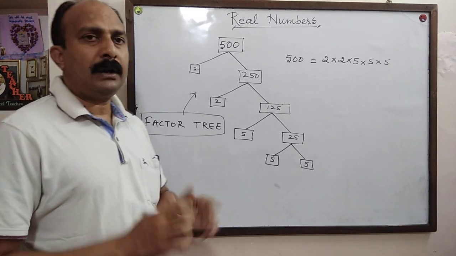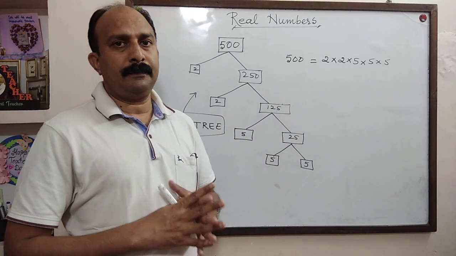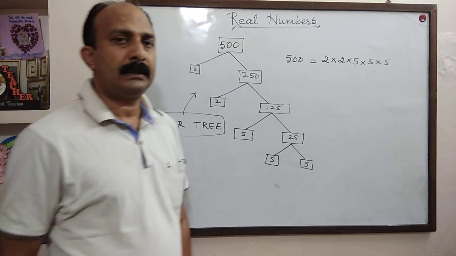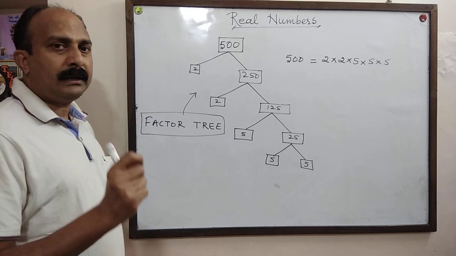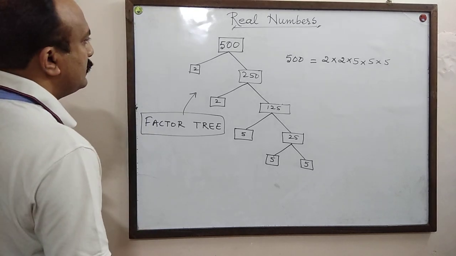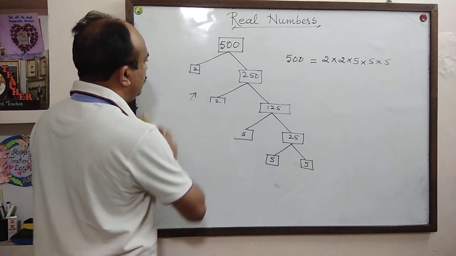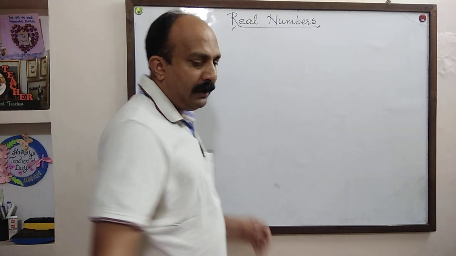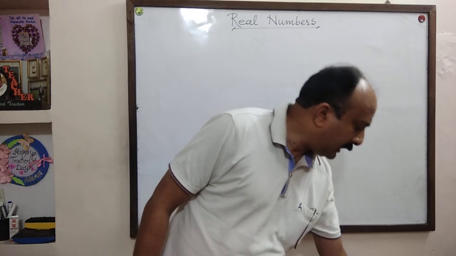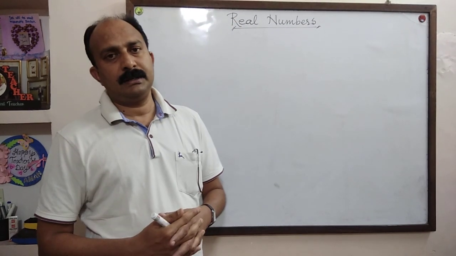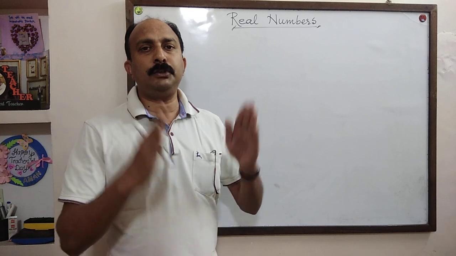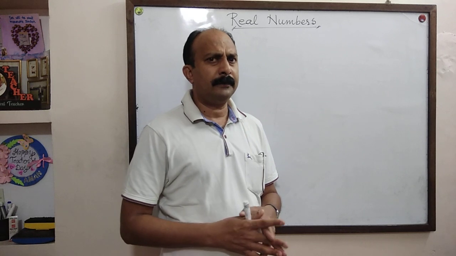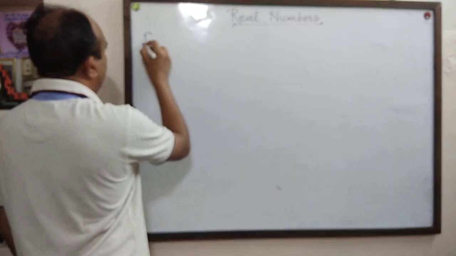Now we are going to study it in the form of a theorem, and that theorem is known as the fundamental theorem of arithmetic. I repeat, fundamental theorem of arithmetic. The statement goes like this: every composite number can be prime factorized, and this prime factorization is unique apart from the order in which they occur. What does it mean?